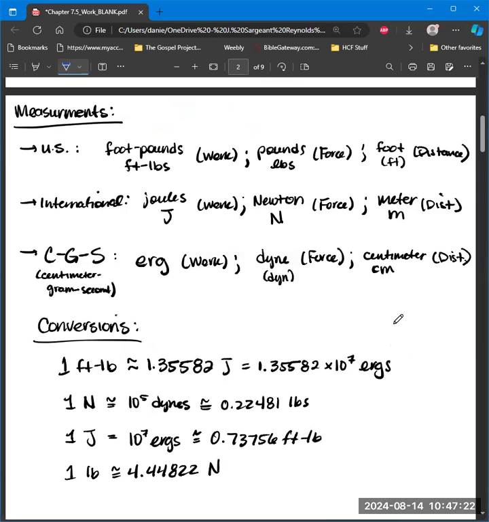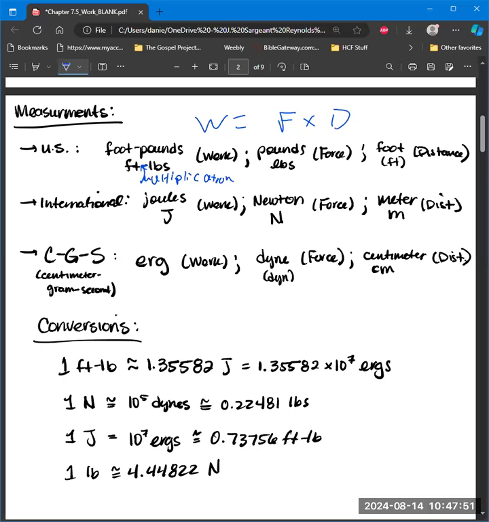There's your work, and that's in foot-pounds based off of my units. So again, measurements here, foot-pounds, or FT-LBS, is work. When I see a hyphen in a unit like that, that implies multiplication. Pounds are a unit of force. Feet are a unit of distance, so this makes sense that work is equal to force times distance.